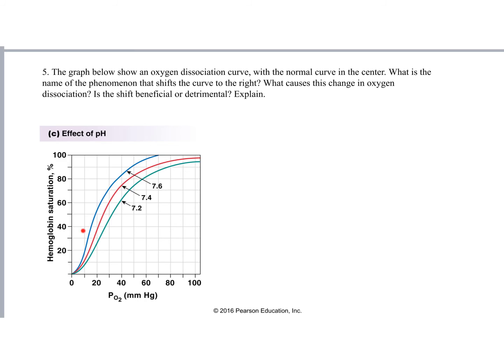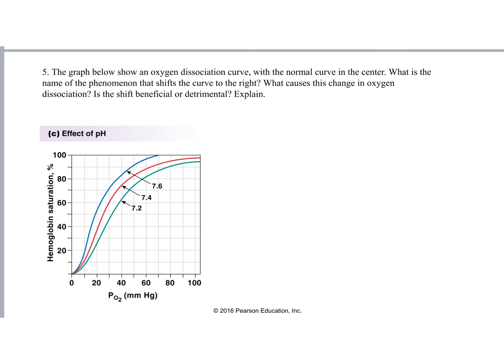On the y-axis, right here, that is percent saturation of hemoglobin. That means how much oxygen is attached to the hemoglobin. And then we look at the bottom, down here. This is showing you the oxygen partial pressure in millimeters of mercury as we increase up here.